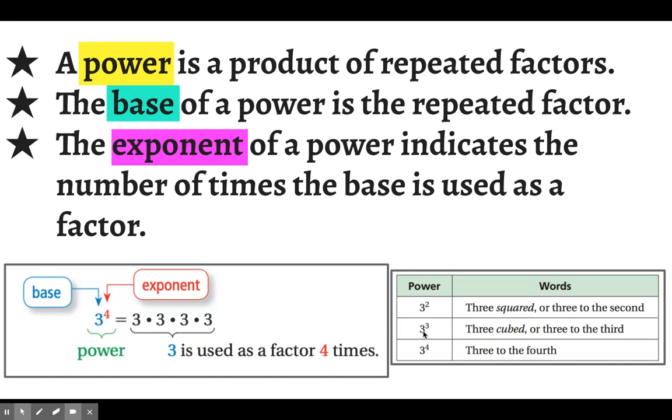Now, a couple terminology things that we could say is whenever we have 3 raised to the 2nd power, we can call that 3 squared. And I'll tell you why in a second. Or we say 3 to the 2nd power.